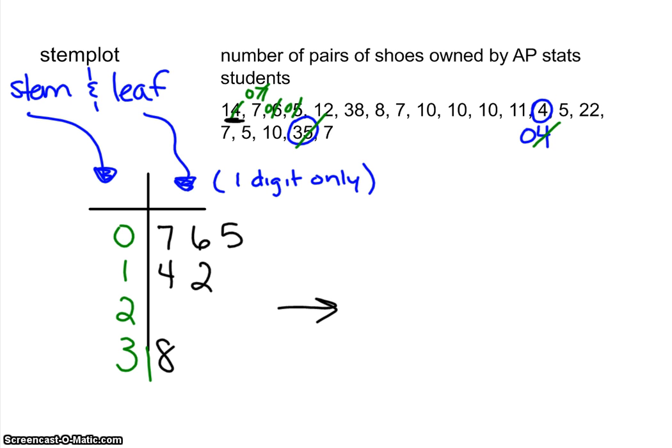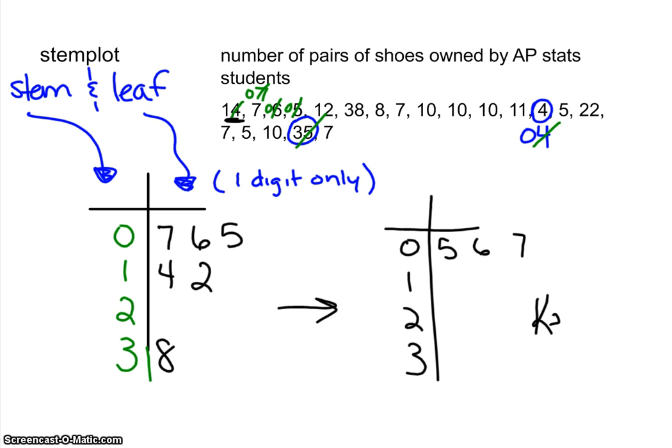And then the other thing we always want to do is have my leaves in order. So whatever I have, I'm just going with the data I have right now. What I'd always want to do is reorder it from least to greatest. One of the big things that we want to do, though, is always have what we call a key.